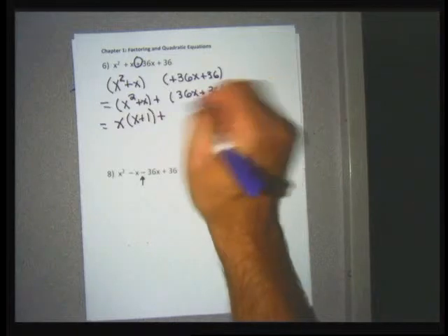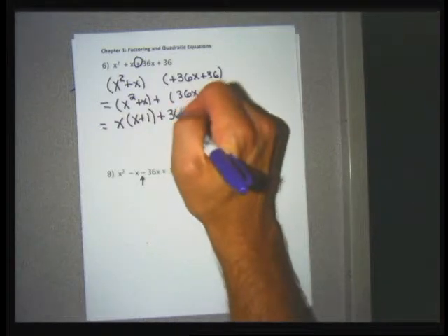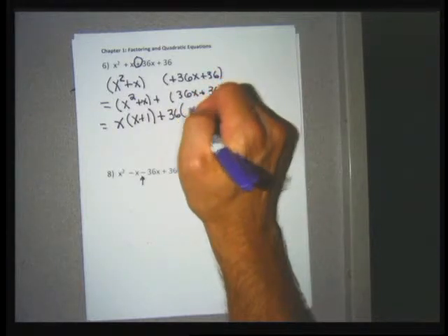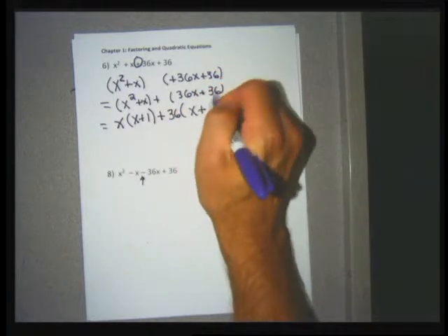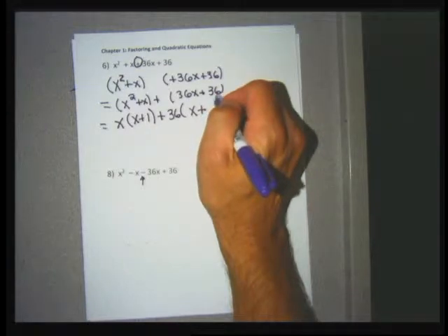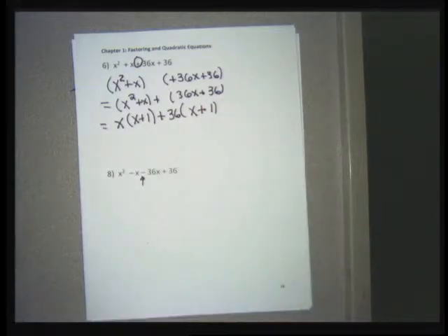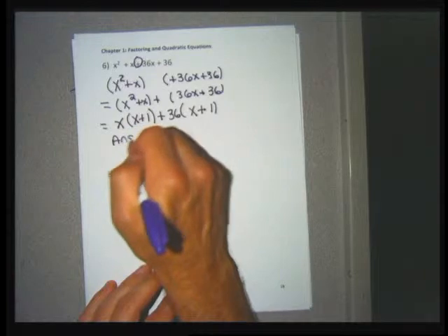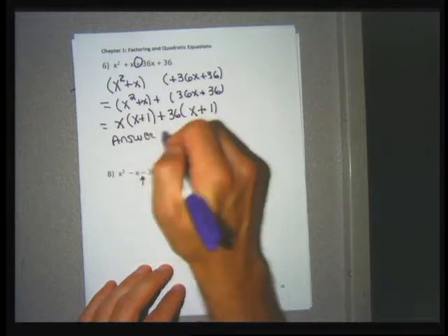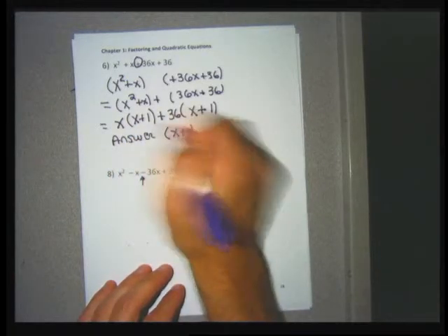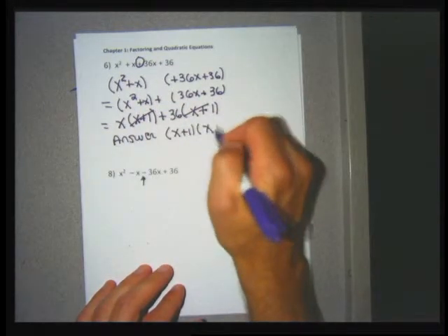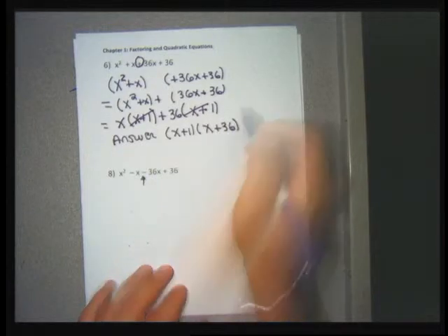Second parentheses is a common factor of a 36. When I divide this 36 by 36, I get a 1, but the x stays. I bring this plus sign down. When I divide this 36 by the 36 that I factored out, I get a 1. It's the end of my second step. Last step is to do the common parentheses, and this is going to give me my answer. Factor out the x plus 1. When I take the x plus 1 away from each piece, I'm left with an x and a plus 36.